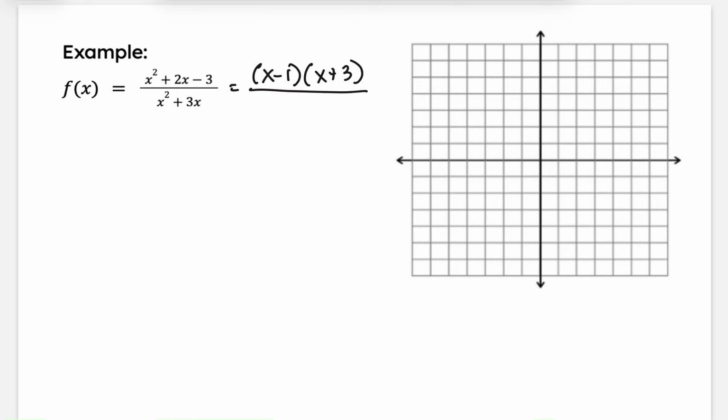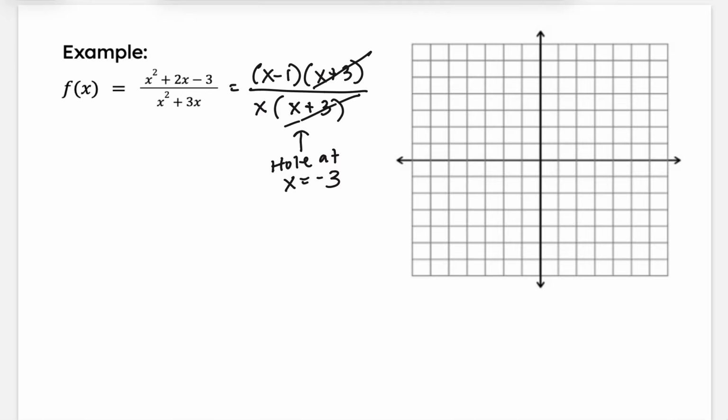And in the denominator, we have 2 terms and they both have an x. So I'm going to factor out an x, which gives me x plus 3. So right off the bat, we can see that we have an x plus 3 that's going to cancel, which tells me that there is a hole at x equals negative 3. So I'm going to keep that in mind when I'm graphing this.